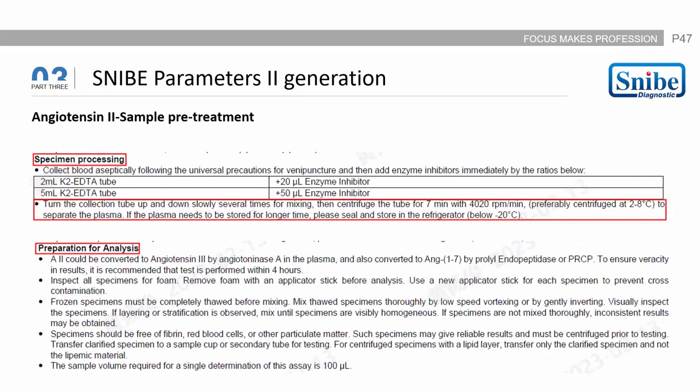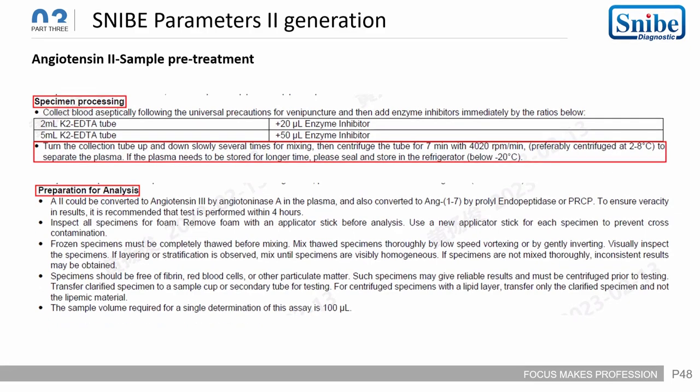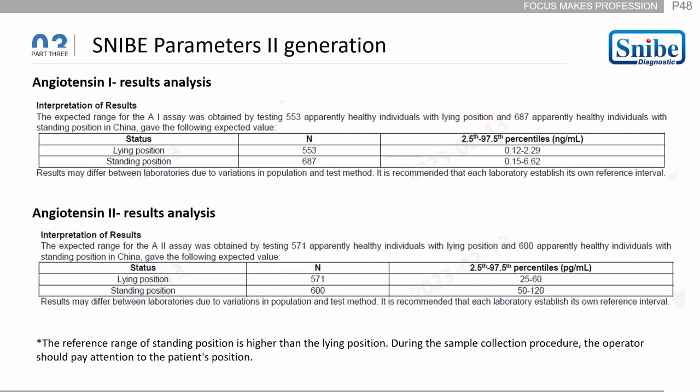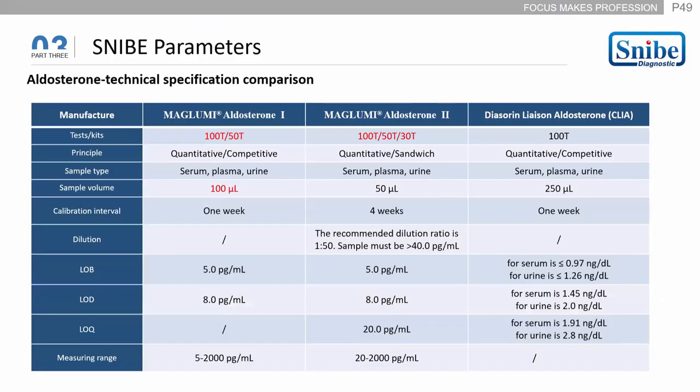If we talk about the pre-treatment, yes, there is a pre-treatment procedure for that. For a 2 ml EDTA tube or 5 ml EDTA tube, there are two options. Either you have to put 20 microliter enzyme inhibitor or 50 microliter enzyme inhibitor in that. Prepare for the analysis. This is the procedure given in the package insert. And if we talk about the interpretation, they have angiotensin 1 result analysis on the basis of lying position and standing position, and you can see that the reference range is higher than the lying position.